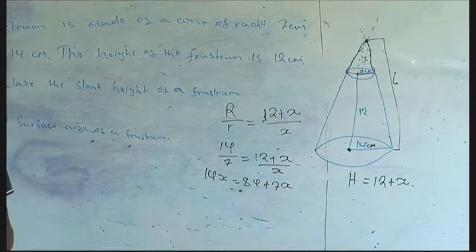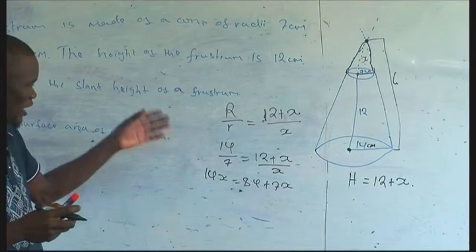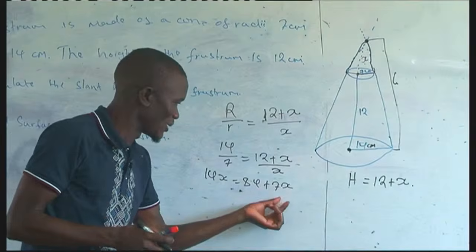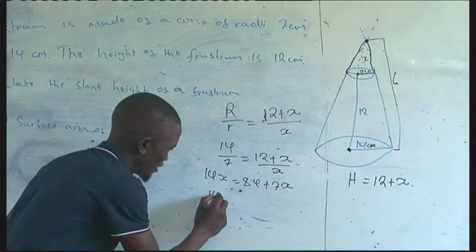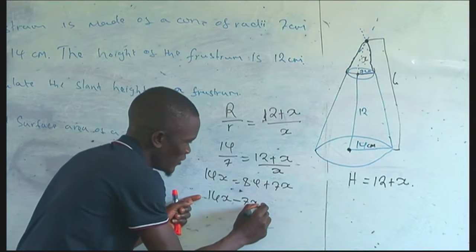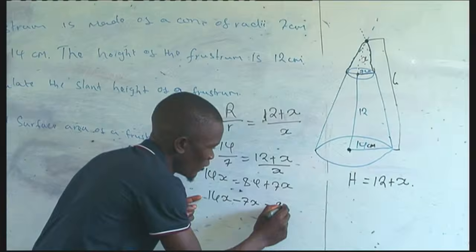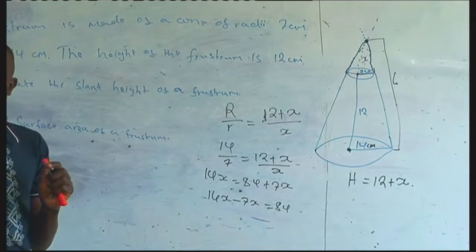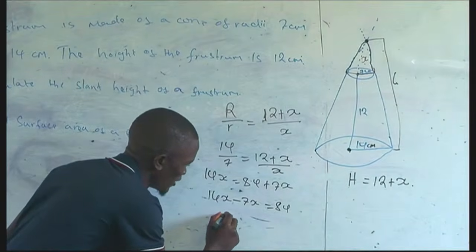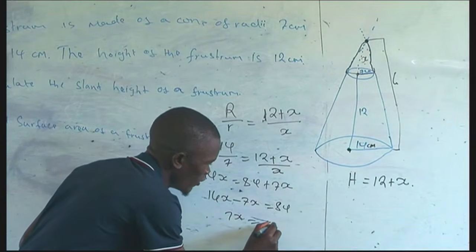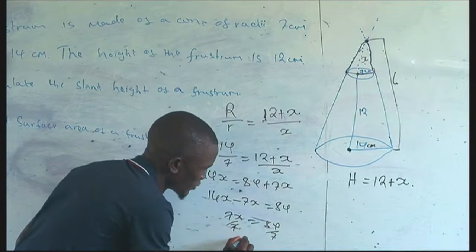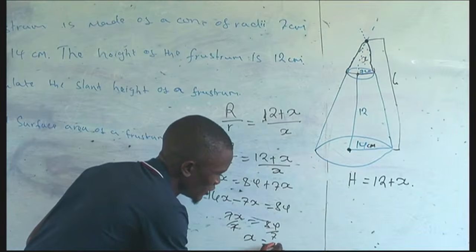Now, as usual, we say that we cannot put Otieno and Anyango together. We collect the like terms. 14x, take this 7x to the other side, it will be minus 7x is equal to 84. What is the value of x, learners? You can type in the comment. Our x here now becomes 7x is equal to 84. Divide by 7, divide by 7, so that our x is 12.